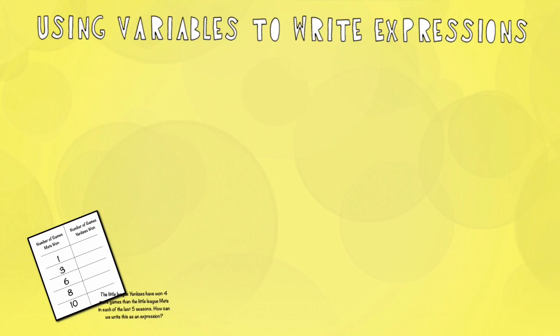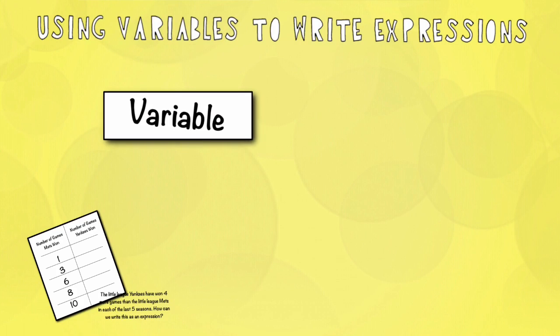Today we're going to learn how to use variables to write expressions. So the first thing we need to talk about is what a variable is. A variable is usually represented by a number or a symbol, and why it's called a variable is because it can vary, it can change, it can mean any number that we want to put into that problem. So it just represents a certain number, a digit that we can put into that problem.